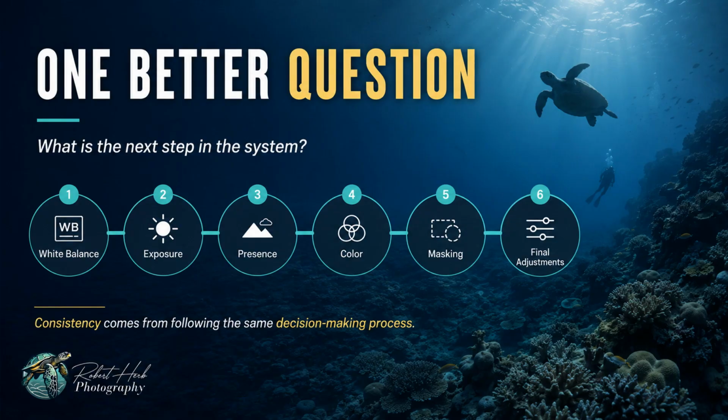The better question is not what slider should I try next? The better question is, what is the next step in the system? That question changes the way you edit. Instead of reacting to whatever looks wrong in the moment, you follow a decision-making process. White balance sets the color foundation. Exposure builds the tonal structure. Presence adds definition. Color refines the look. Masking solves local problems. Final adjustments polish the finished image. When you ask what comes next in the system, the edit becomes calmer, faster, and more consistent.